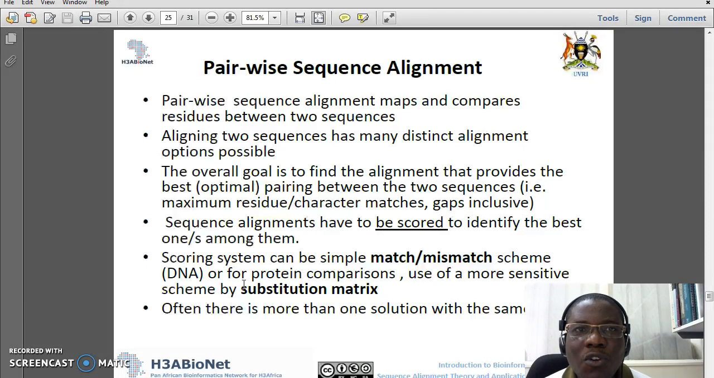Obviously, some sort of scoring is necessary for one to be able to do that. And there are various scoring methods and schemes out there, and we shall talk more about those. And also remember that sometimes there's more than one solution with the same best score.